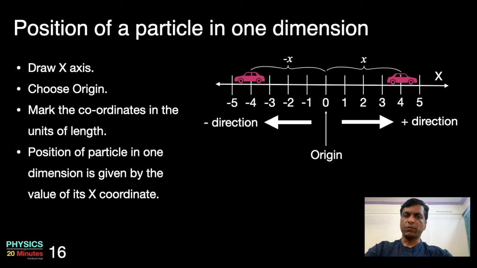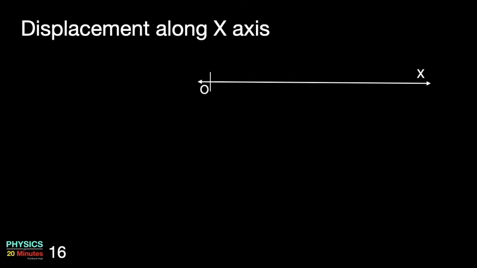After you have described the positions, you can now go for displacement. So let's say along the x-axis, a car is at the position x1 at some moment.